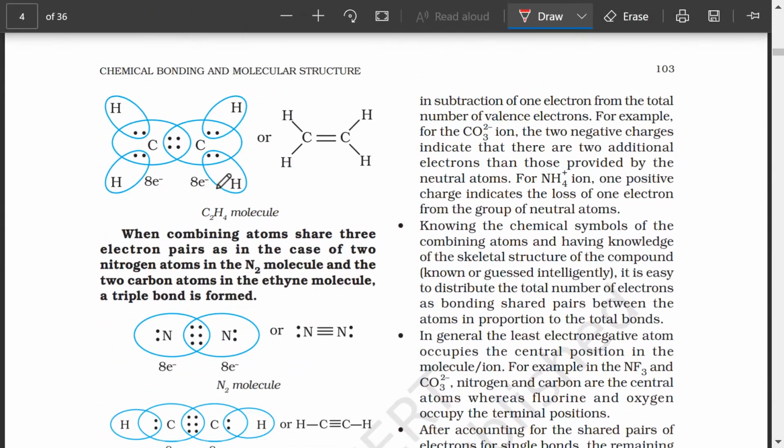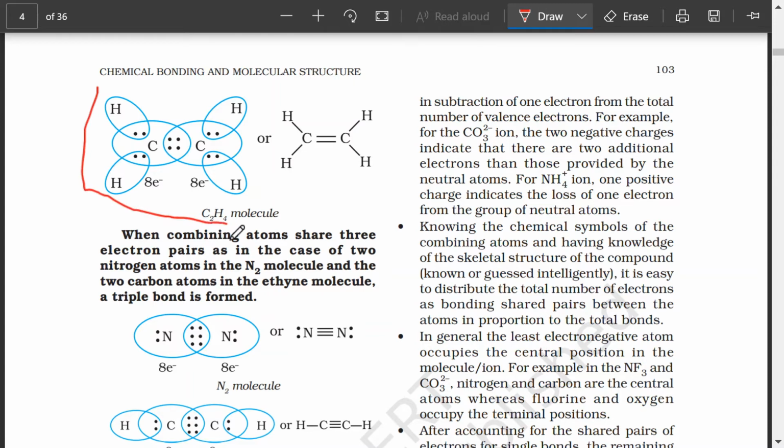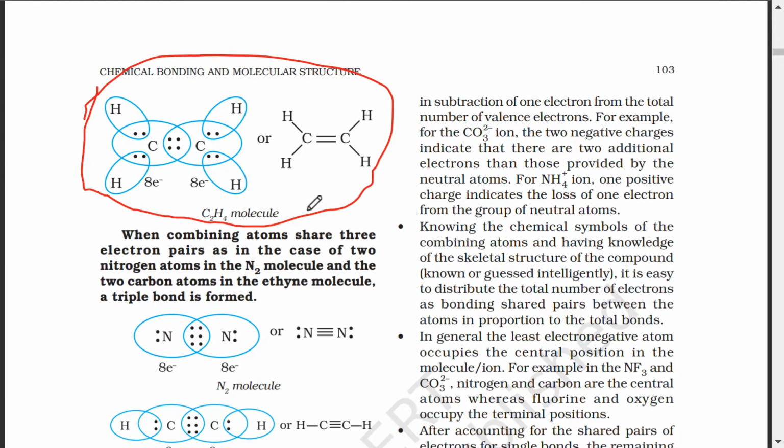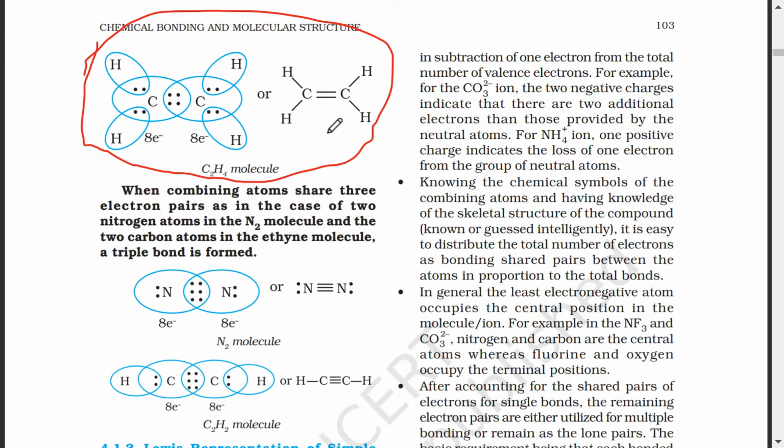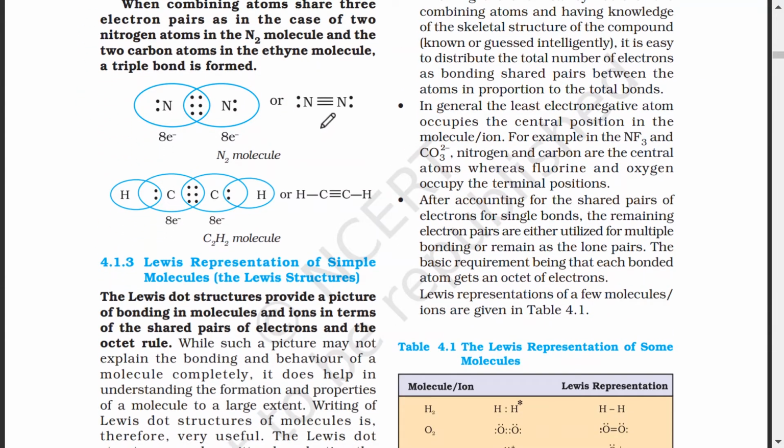Now, this is the figure of the C2H4 molecule, right? This is known as ethene, because carbon is forming a double bond. Now, when combining atoms share three electron pairs, as in the case of two nitrogen atoms in the N2 molecule and the two carbon atoms in the ethyne molecule, a triple bond is formed, right? So whenever a triple bond is formed, the name ends in -yne, not -ene. Right, let us go forward.